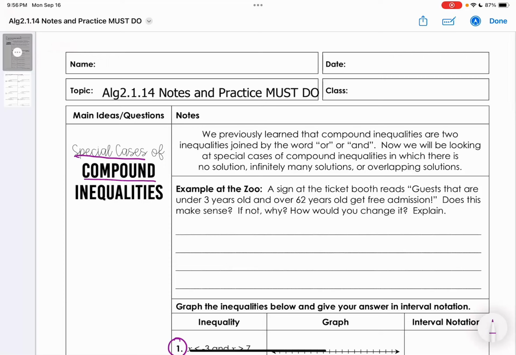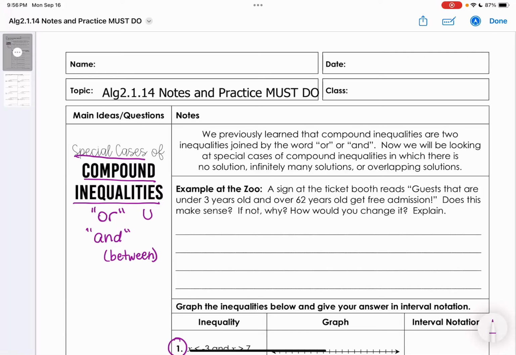We've talked about two different types of compound inequalities. We've had the "or" kind, where this is true or that is true, and we join those with that little union symbol. And then we've got the ones that are "and," which is kind of like between. You know, x is between this number and that number. Now we're going to talk about the special cases of these.